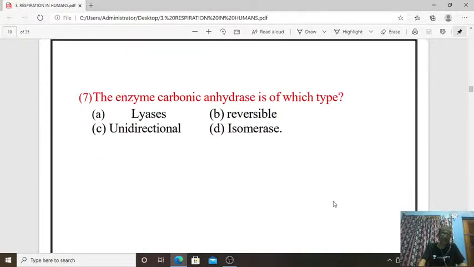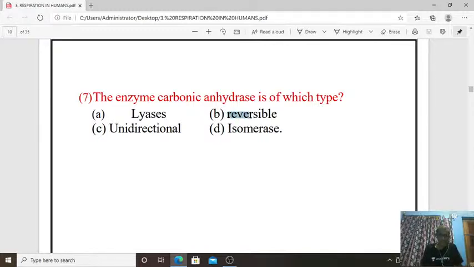Next, the enzyme carbonic anhydrase is of which type? So carbonic anhydrase. Next question. So it is lyases, unidirectional action, isomerase type of enzyme, reversible type of enzyme. So the enzyme carbonic anhydrase is which type of enzyme?